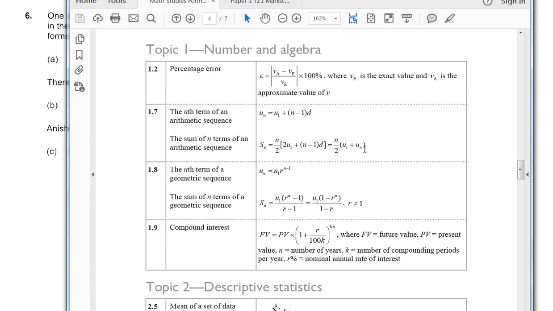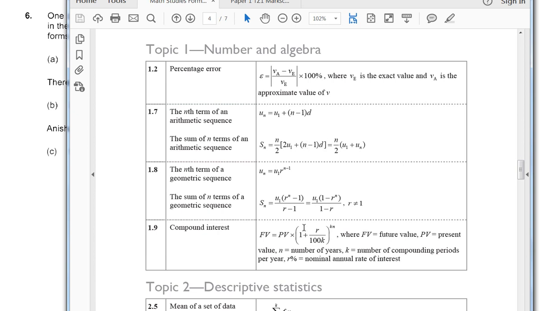This is not one big equation. A lot of people get confused with that, just like this one down here. It's not one big equation. It's two different equations that you can use. So this one is the one we want to use if we know the first term and the last term. This is the one we want to use if we know the number of terms, first term, and the difference. We do not know the last term, so we want to use that one.